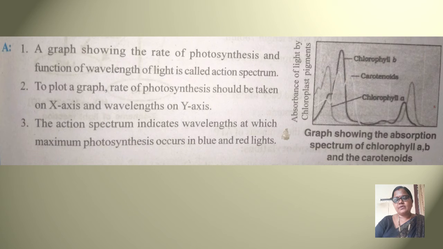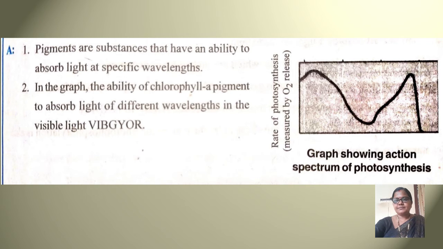In this graph, the rate of photosynthesis is taken on the x-axis and wavelength on the y-axis. The action spectrum indicates the wavelengths at which maximum photosynthesis occurs, in blue and red lights. Once again, I will repeat. And the next graph is the graph showing the action spectrum of photosynthesis. This is the second graph.